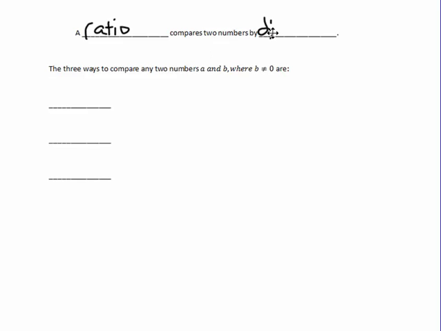Now, there's three ways in math we have of comparing two numbers. And here we're just going to use a and b, where b doesn't equal 0. So we're going to compare a and b. One way we do that as a ratio is we say a, and then we have this colon, and b, a to b. Another way to do this is to say a divided by b. And this is the most common way, and that's the way I prefer it.